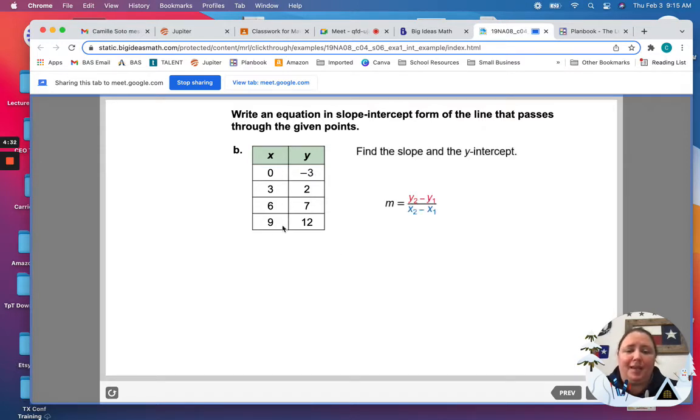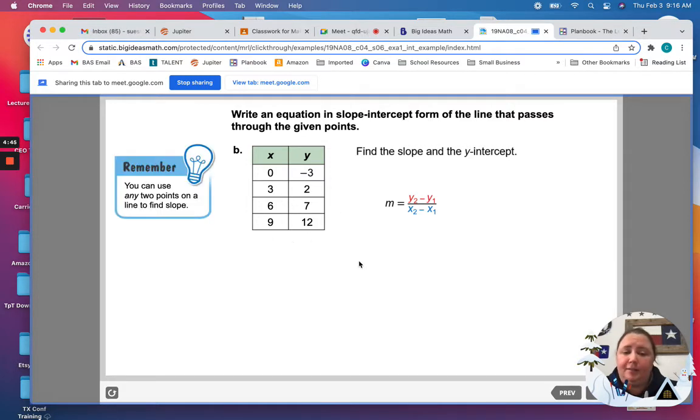Okay? You can pick any 2 points out of this chart. You can pick 9, 12 and 0, negative 3. You can pick 6, 7 and 3, 2. I mean, it does not matter. The slope will be the same because this is a line. Okay, so we're going to choose 0, negative 3, and 3, 2 because the math is super easy when the numbers are that small.